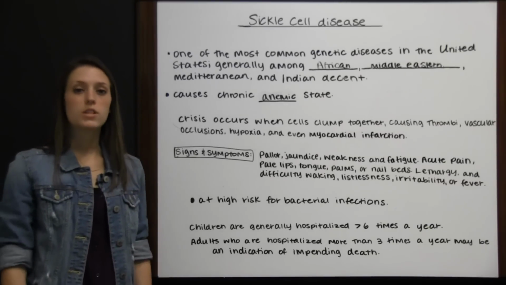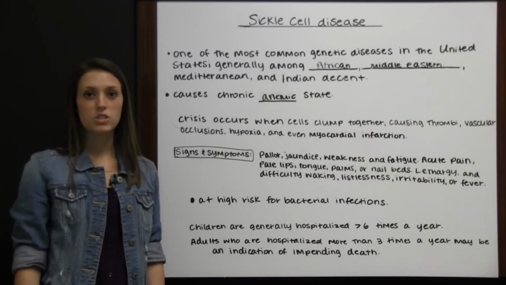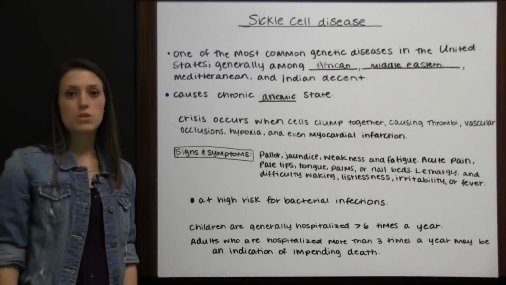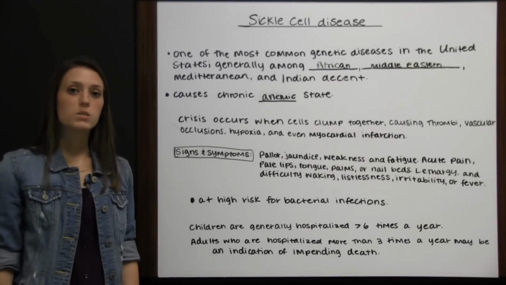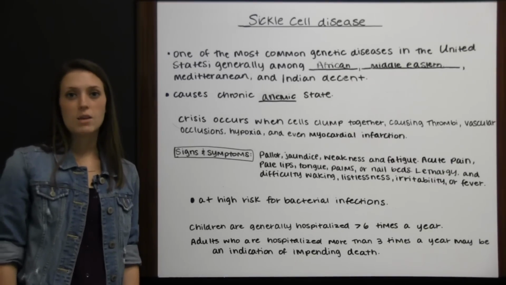Some of the presenting signs may be pale lips, tongue, palms, or nail beds. There may also be lethargy, difficulty waking, listlessness, irritability, or fever. People with sickle cell disease are typically more at risk for bacterial infections. Also, children are generally hospitalized less than 6 times a year, and adults who are hospitalized more than 3 times a year, that may indicate impending death.